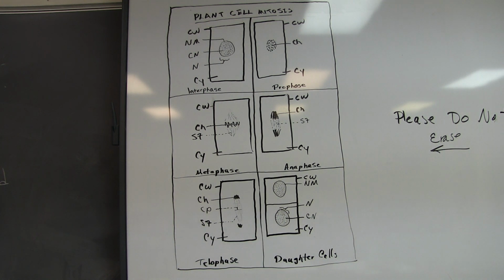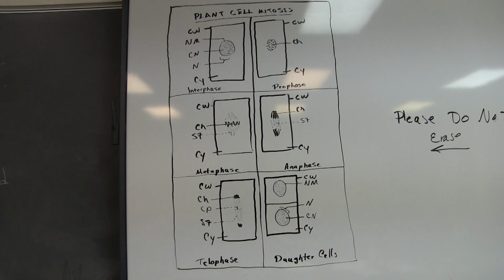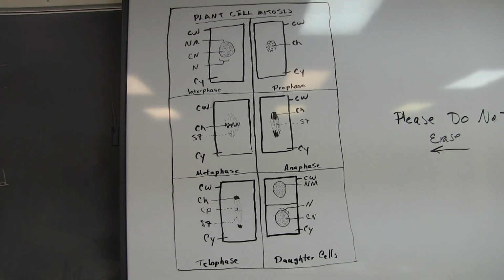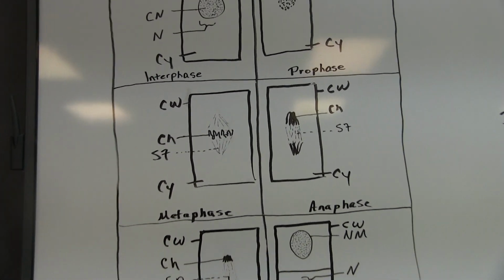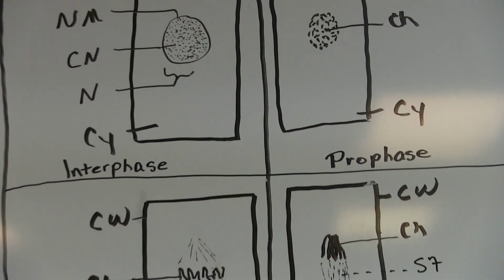And so the I is interphase. The second one is prophase, metaphase, anaphase, telophase, and daughter cells. That's your 6 procedures in that order. Okay. As you get that set up, I'm going to zoom in on each one. And when you view the slides, this is what you'll be making your drawings for.